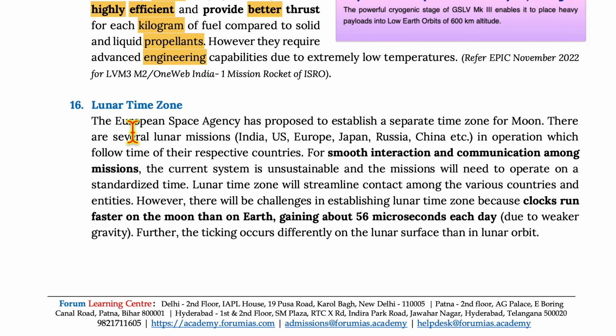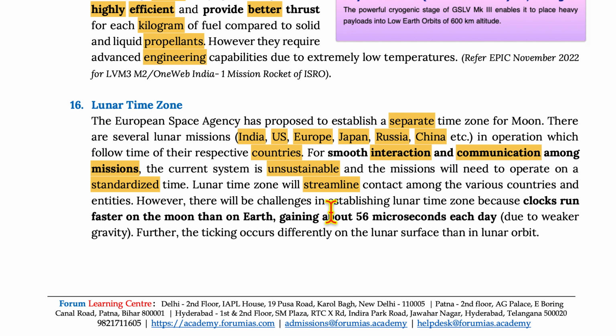Lunar time zone. The European Space Agency has proposed to establish a separate time zone for the Moon. There are several lunar missions, that is India, US, Europe, Japan, Russia, China, etc., in operation, which follow the time of their respective countries. For smooth interaction and communication among missions, the current system is unsustainable and the missions will need to operate on a standardized time. A lunar time zone will streamline the contact among the various countries and entities.